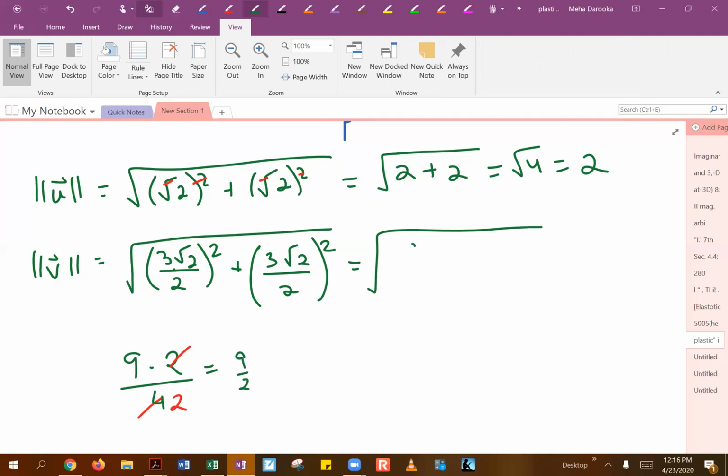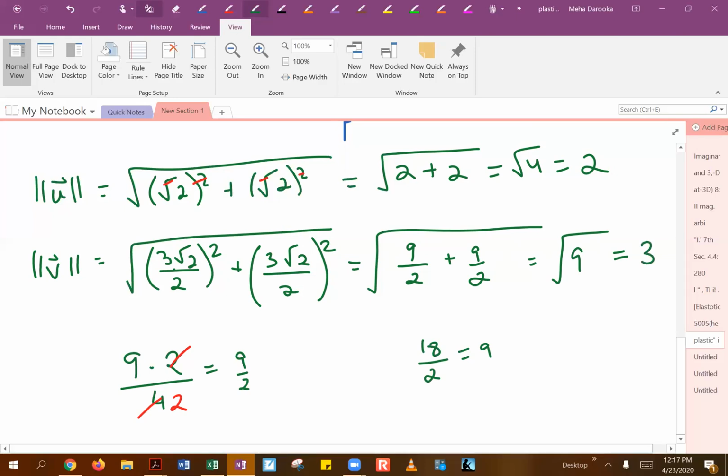So you're looking at, like you said, 4.5 or 9 halves. And when we add them together, what do we get? You get 9. Yeah, very good, because you're doing 4 halves plus 4 halves, which adds up to 9. Or if you do it with fractions like I did here, since they have the same denominator, you have 18 divided by 2, which will also clean up into a 9, right? So square root of 9 gives you a 3.